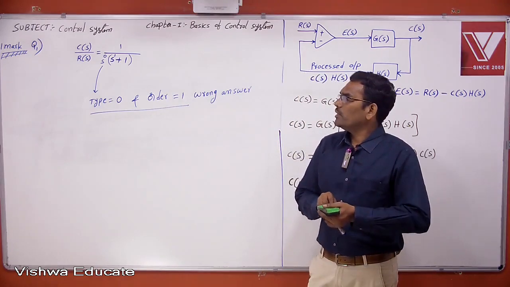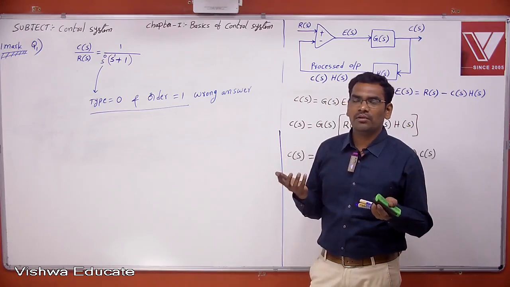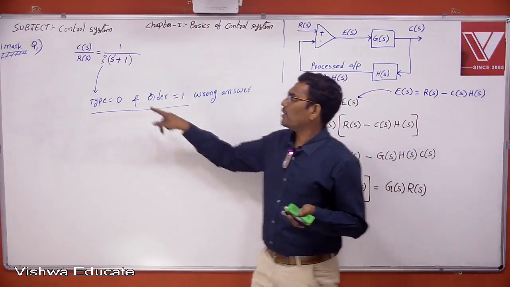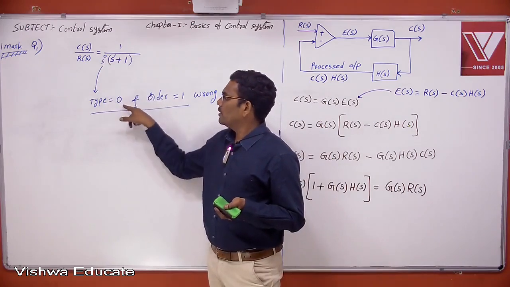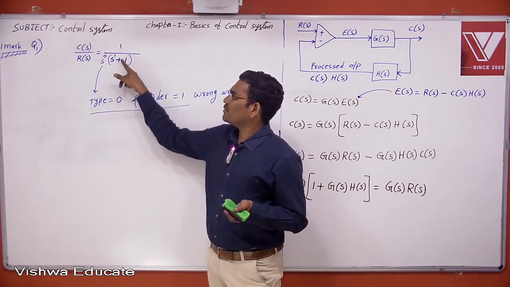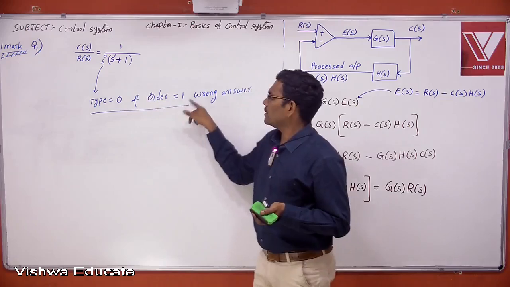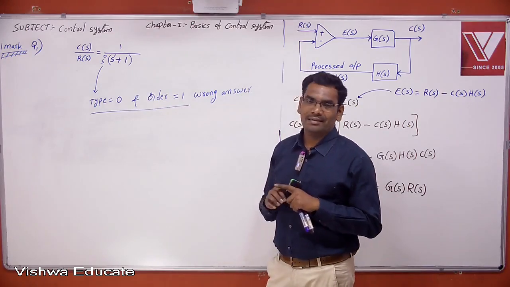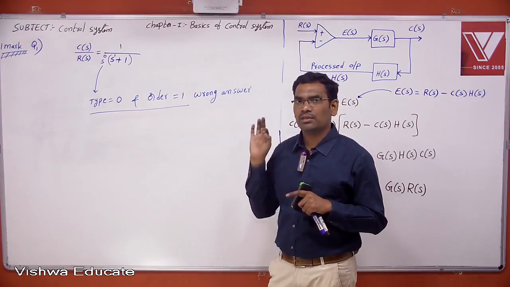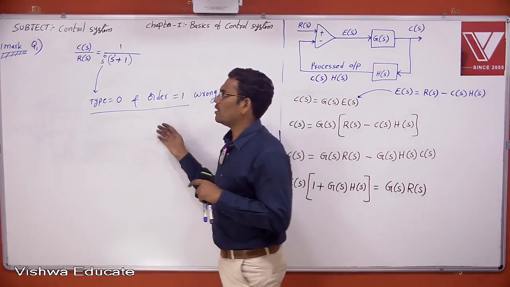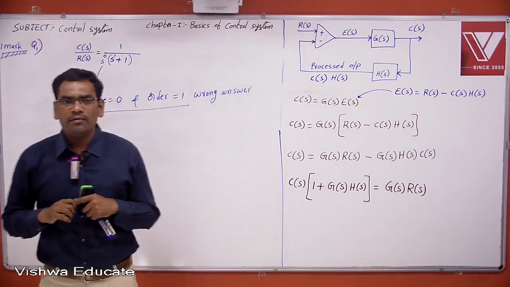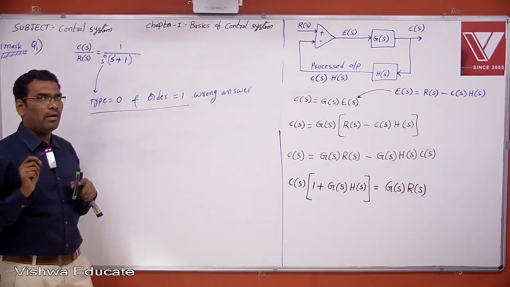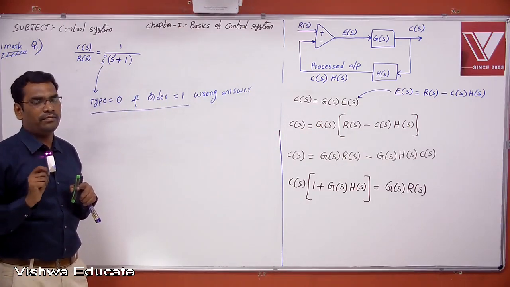We are following the same definition that you are saying: the number of poles at origin is 0, therefore type is 0, and the highest power in the denominator polynomial is nothing but order. Yes, but this is a wrong answer. This is the wrong option. If you choose this option, you will lose your marks, which means that you are not perfect at the basic definition.